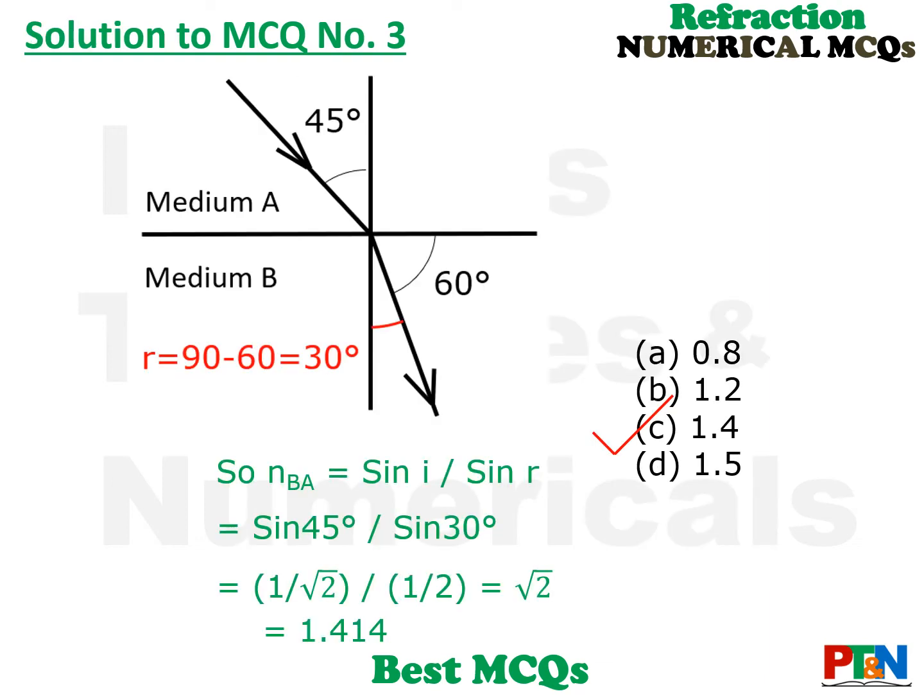That's easy. Angle of incidence has already been given, that is 45 degree. Angle of refraction will be 90 degree minus 60 degree, that is 30 degree. So sin i by sin r gives you the refractive index of B with respect to A as root 2, that is 1.414, and from the options you need to choose option C.